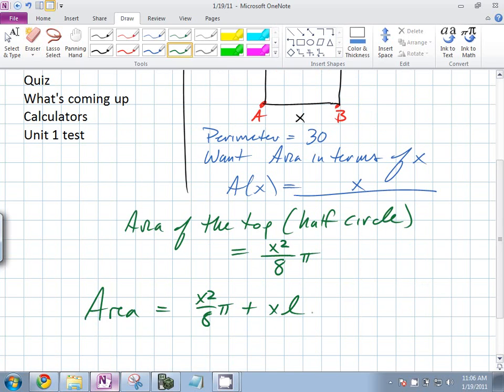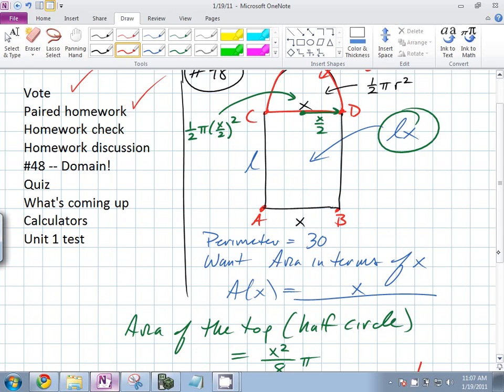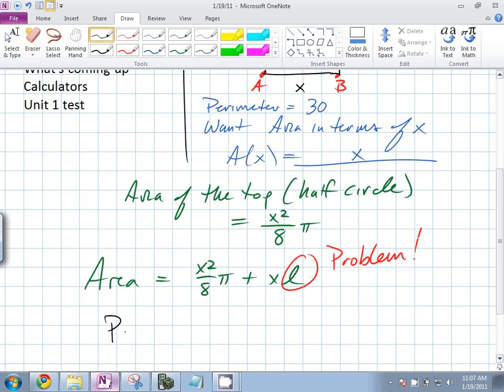What's the problem here, though? Does this answer the question like it wants to be answered? No. This is the problem. We want L in terms of x. What fact have we not used yet? 30. We haven't used the perimeter yet. Well, let's think about the perimeter here. We have x right there, and then we have how many L's? So we know that the perimeter is going to be x plus 2L.